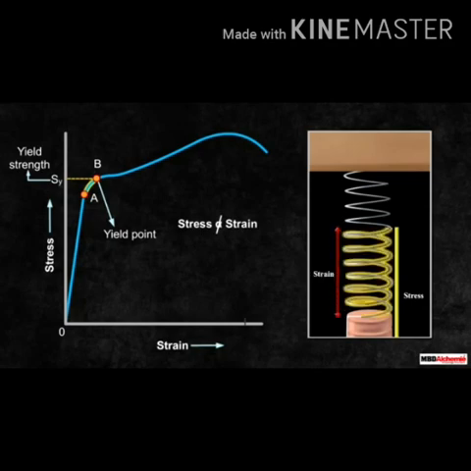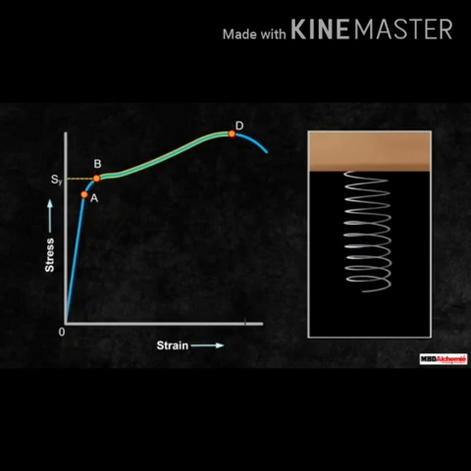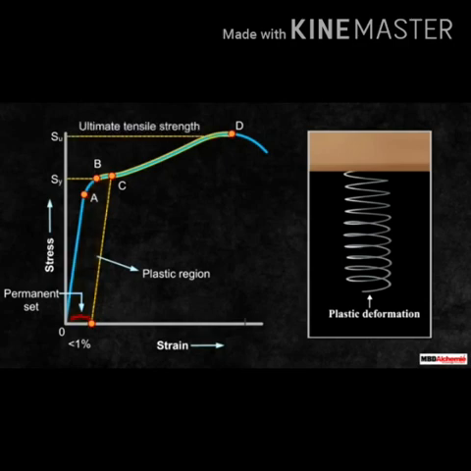Next one, portion CD. With further increase in stress beyond the point C, the strain increases rapidly and reaches the point D. Beyond D, the strain increases even when the load is removed, and the wire breaks at the point E. Therefore, the maximum stress beyond which the wire breaks is called breaking stress or tensile strength. The corresponding point D is known as the fracture point. The region BCDE represents the plastic behavior of the material of the wire.